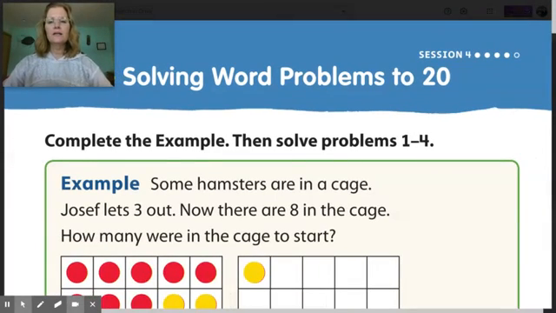A lot of today's lesson is going to be a repeat, but there is one strategy using a number path that's going to be a little bit different, and I hope you like it.